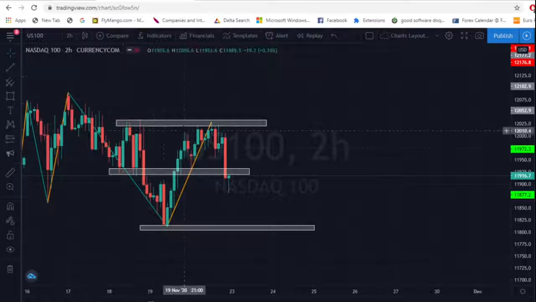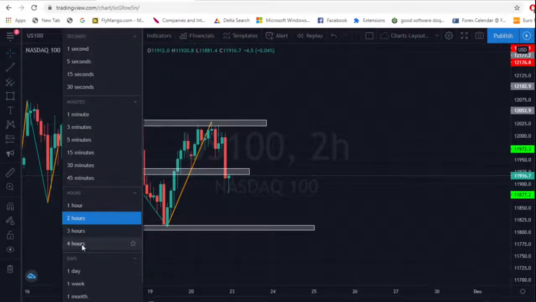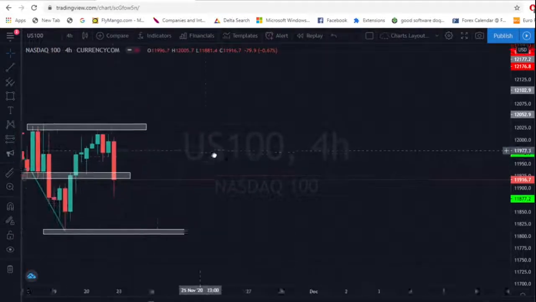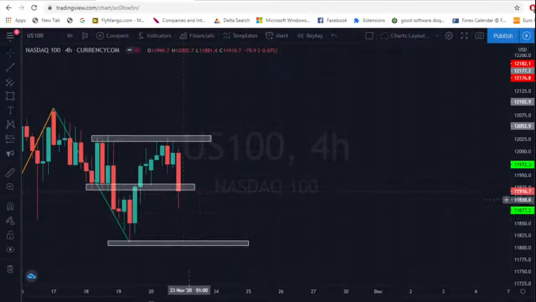It looks like it has a strong bearish momentum coming up. That's what I see here.